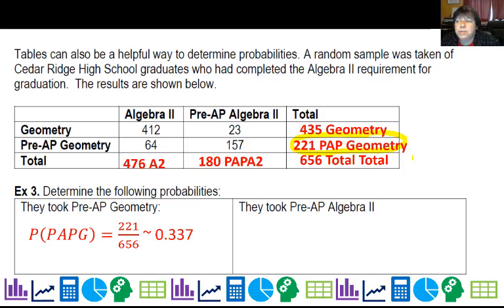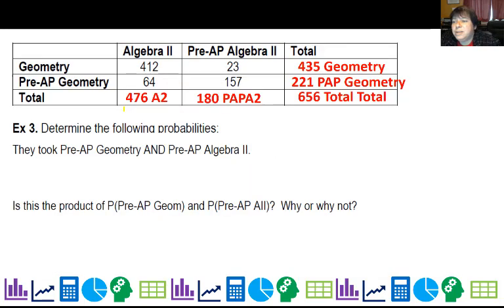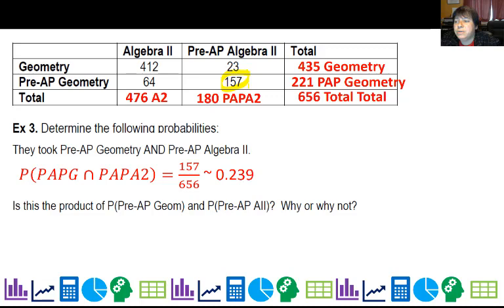What's the probability they took pre-AP Algebra 2? Well, I have 180 total there out of 656, or 0.274. Now, let's take a look at the probability they took pre-AP Geometry and pre-AP Algebra 2. Well, only these students right here took both, and that's out of 656, or 23.9%.